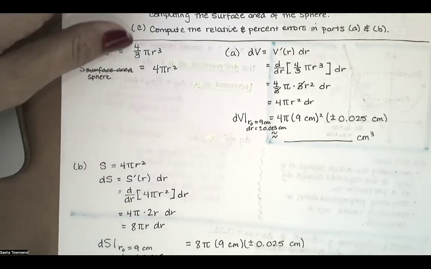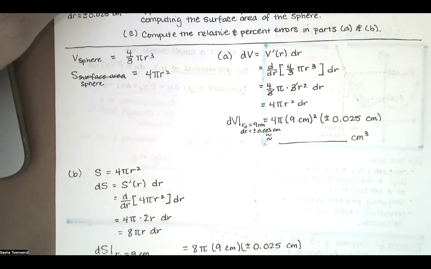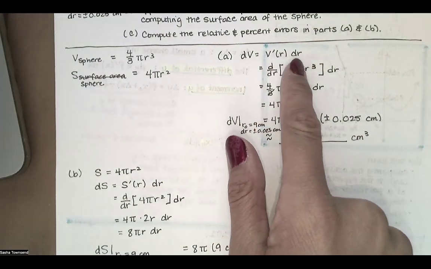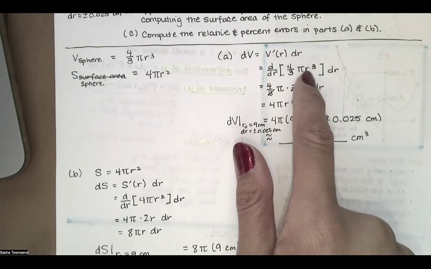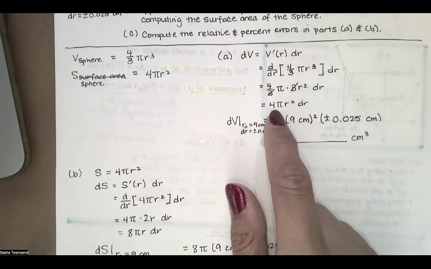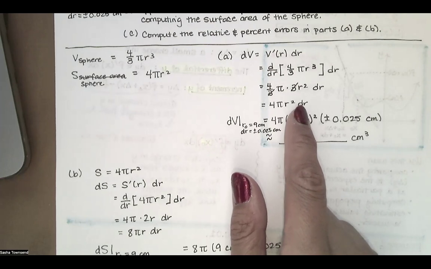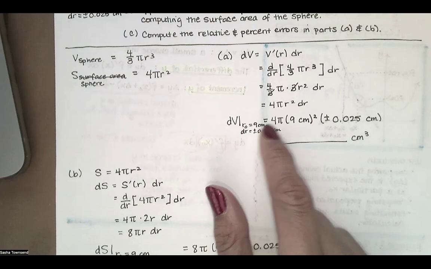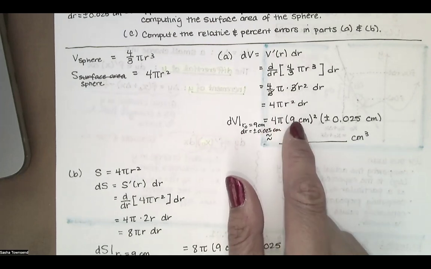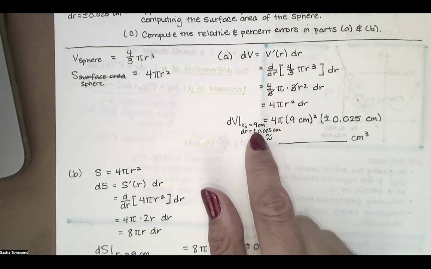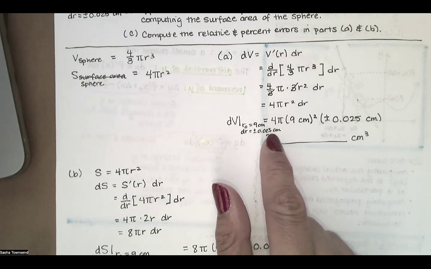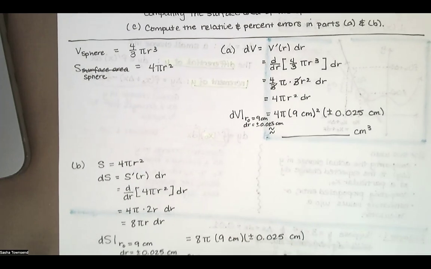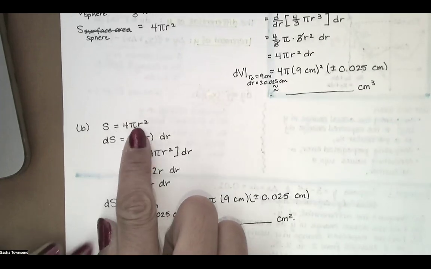And then we said, okay, let's compute dV and dS. dV is V prime of r dr. So you compute the derivative with respect to r of this. You just use the power rule and simplify, and you get this as your differential of V. Then you evaluate that at r naught equals 9 centimeters. So that's what you substitute for r. And your dr is that error in measuring r, that plus or minus 0.025 centimeters. So we'll use a calculator to compute that. And then for the surface area, we have this.